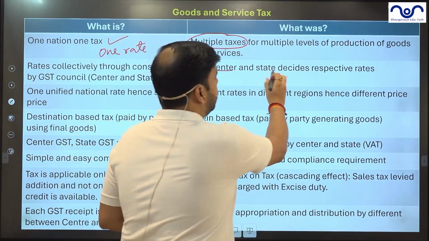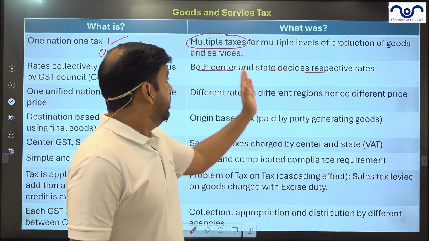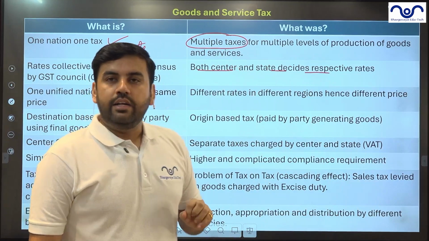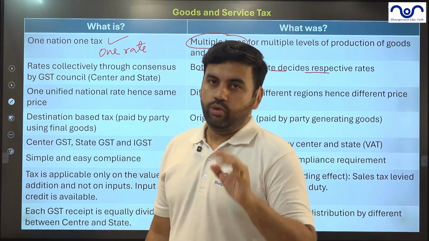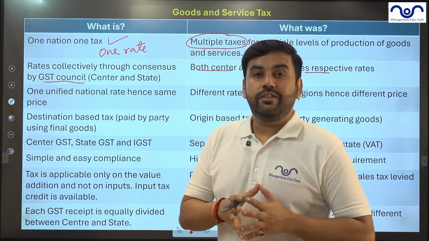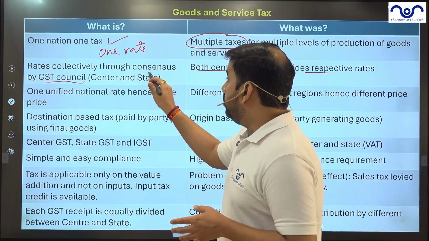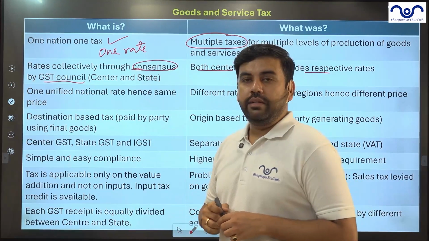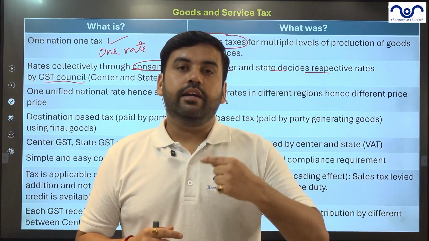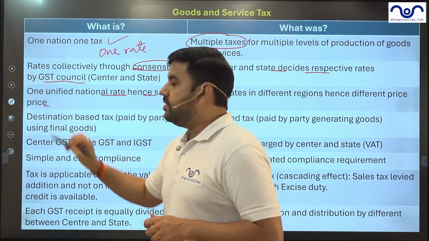Then both center and the state decide respective rates. Previously there were multiple rates because both center and the states were trying to collect rates according to their own choices. Now there's the GST Council. It is known as fiscal federalism. It is the best example of cooperative federalism, and here both of them decide the rates by consensus. So they come together to decide a rate, and that is enforced. Then one unified national rate, hence the same price everywhere.